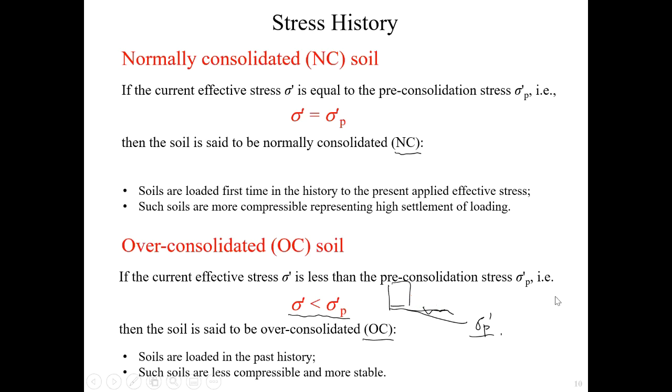So it will become normally consolidated soil. Is that the point on the graph where the two curves meet? Yes, that's sigma p. OC soil is always here in the unloading and loading part, and NC soil is always here. Where the two curves meet, that will be the sigma p for the OC soil. This is OC, this is NC. I will explain in more detail in the later part, because that's really important for this lecture.